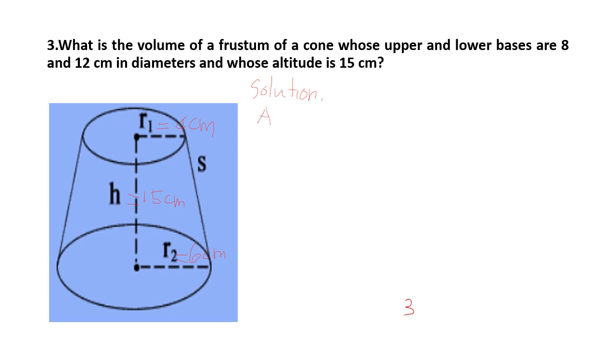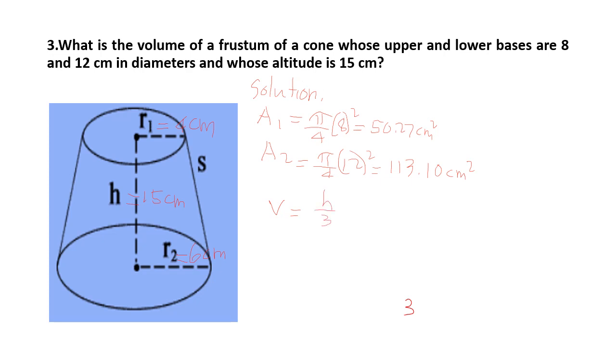Area 1 equals pi over 4 times h square, equals 50.27 centimeters squared, and your A2 equals pi over 4 times 12 square, 113.10 centimeters squared.